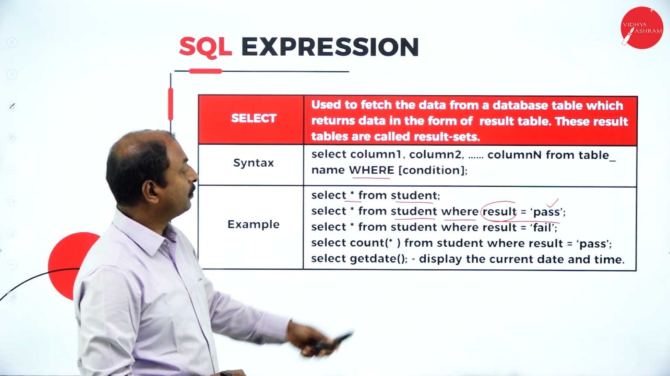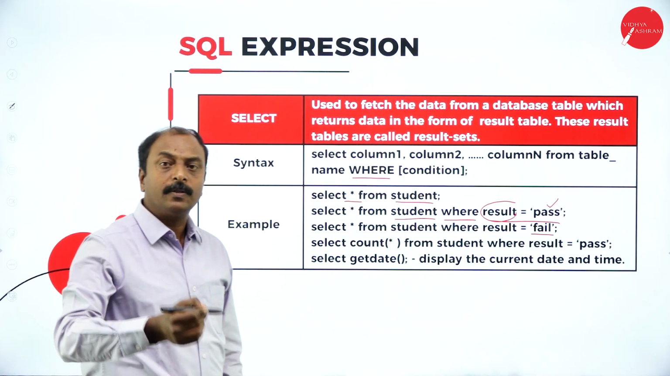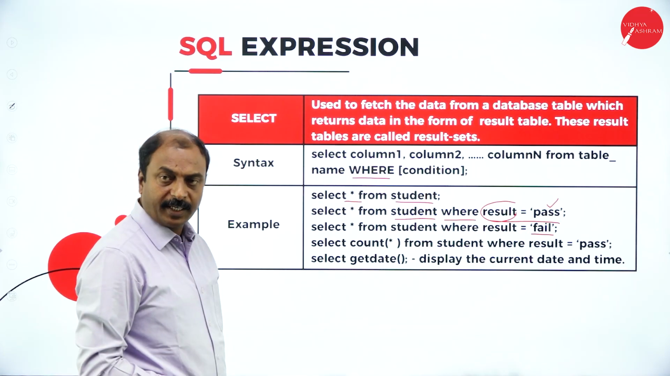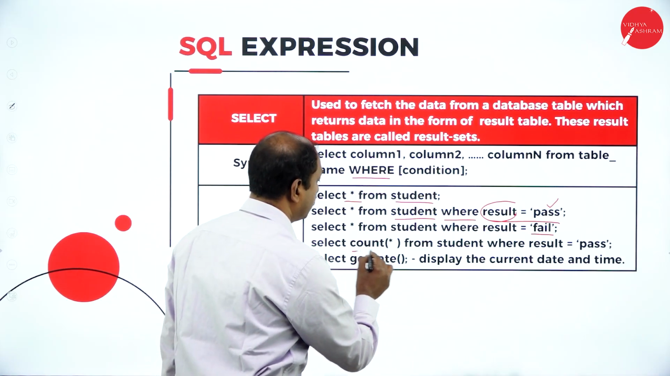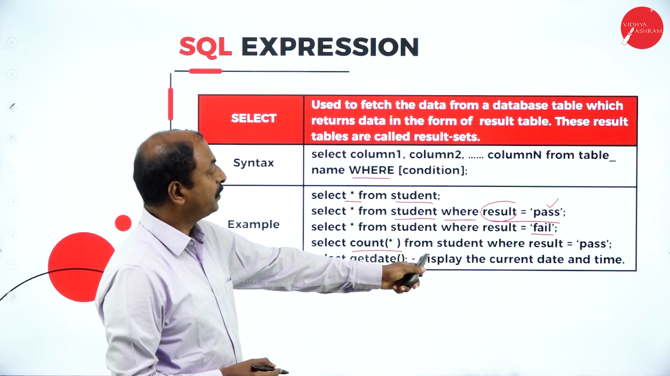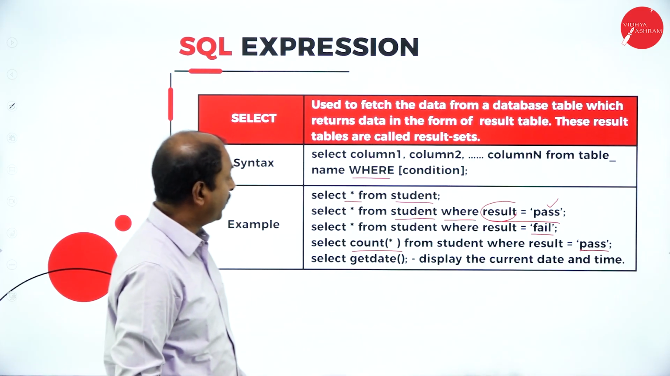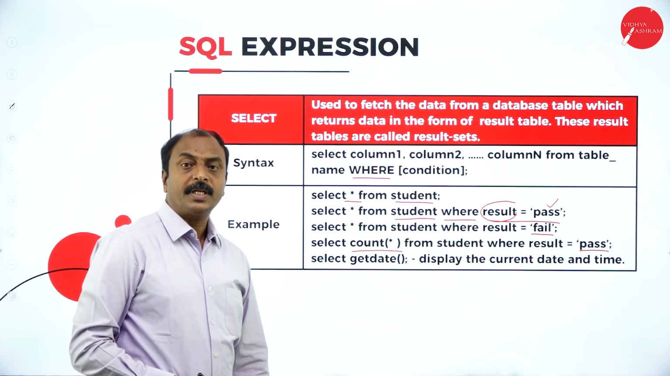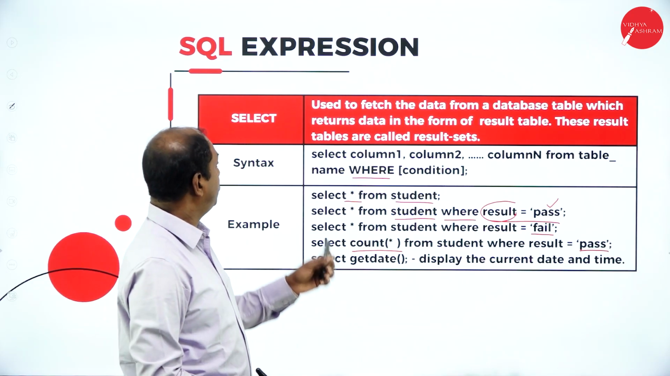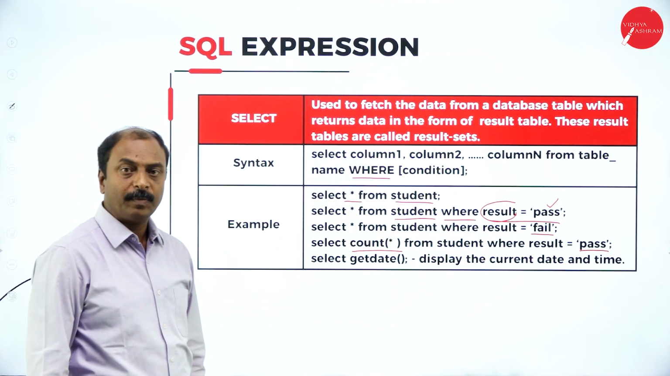Similarly, select star from student where result equal to fail. It is going to fetch all the records where the value of the result field is fail. Next one is select count. This is another function, the count function: select count from student where result equal to pass. With the help of the count function, it is going to count how many records have this value in a table. So the select command is used to fetch the data from a table.